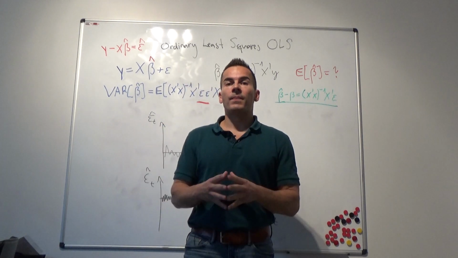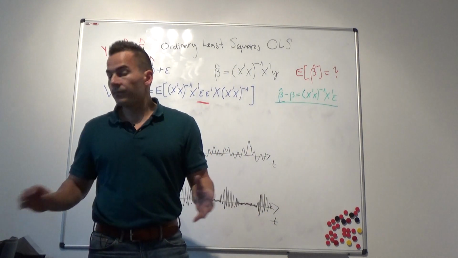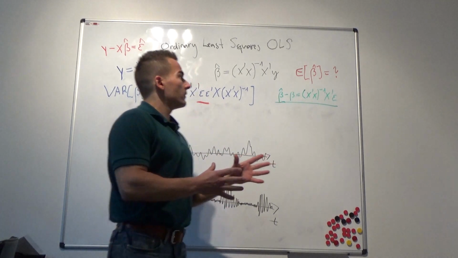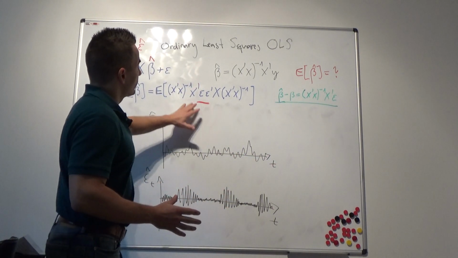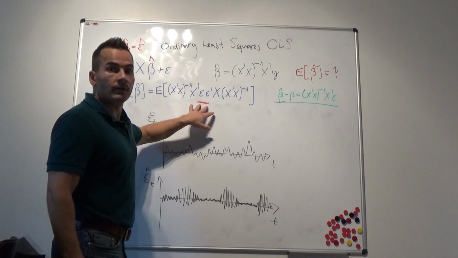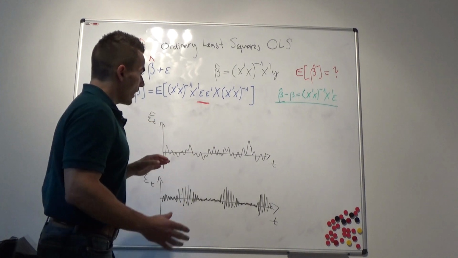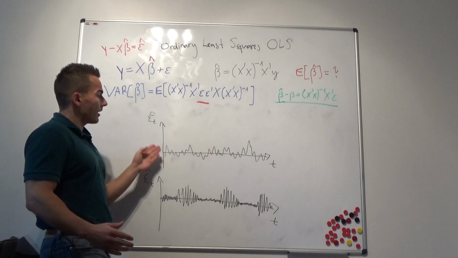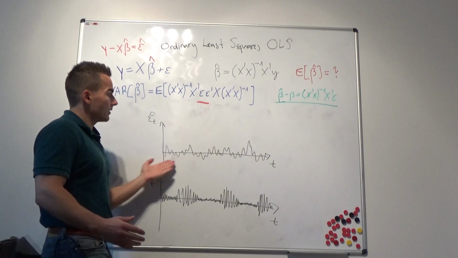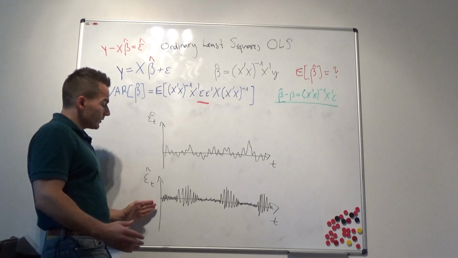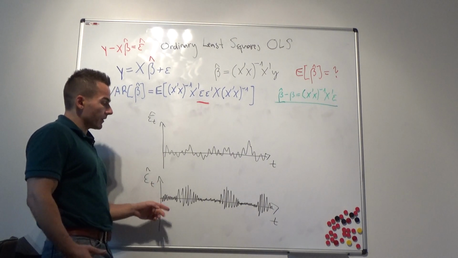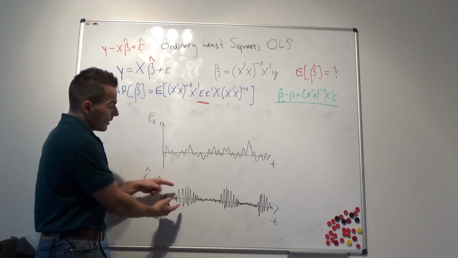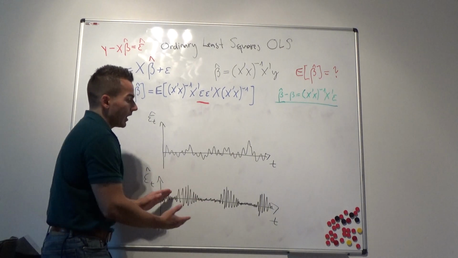So next, the question arises, what happens with the covariance matrix of our residuals when the residual process is not well behaving like we have here in this picture, but if the residual term shows this clustering where periods of low and high volatility are alternating.